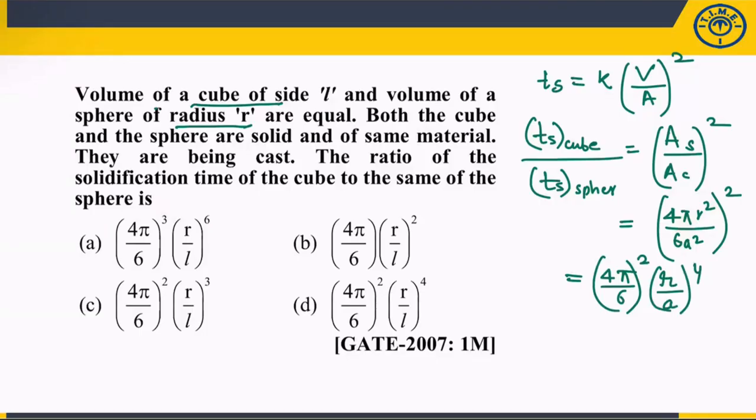Now, if you see, these options are very close. So don't make the mistake, because this is r square by a square, and again you are taking square. Then what will be the answer? Option D. Right? Everyone got the same answer? Option D. Okay.